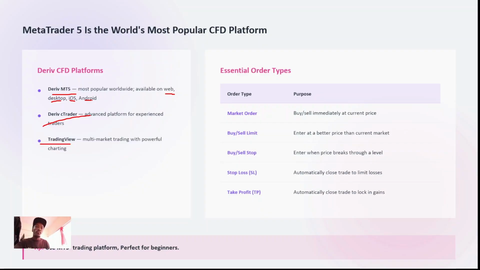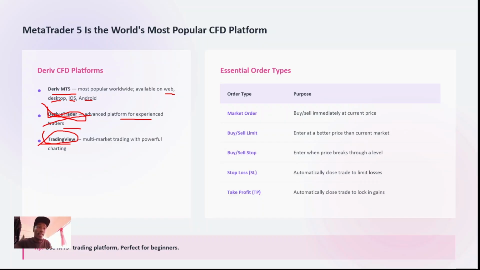Are we together? cTrader. This one is an advanced platform for experienced traders. And in our case, we are going to be using cTrader and TradingView. Now, we have types of orders in trading.